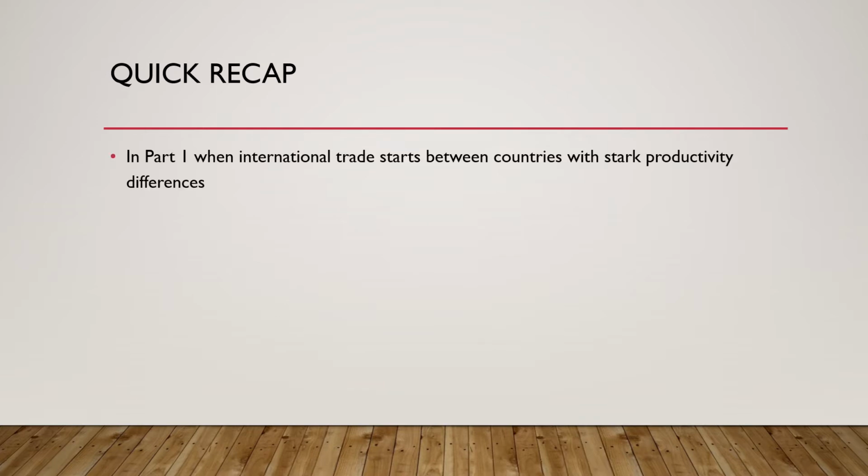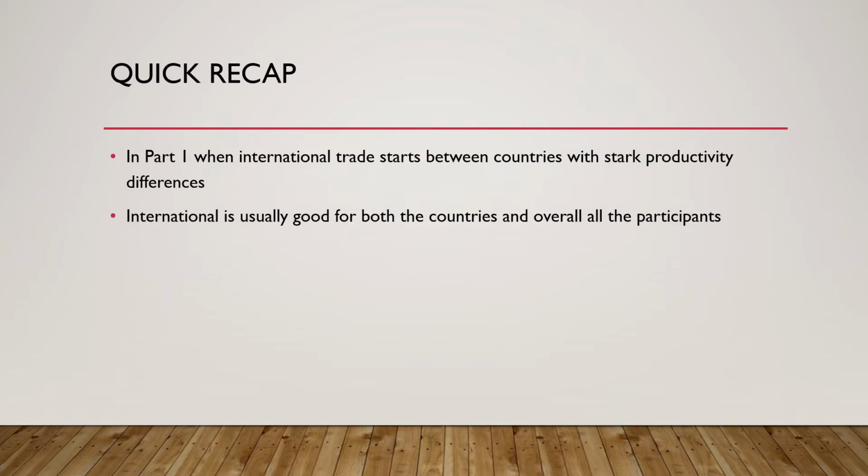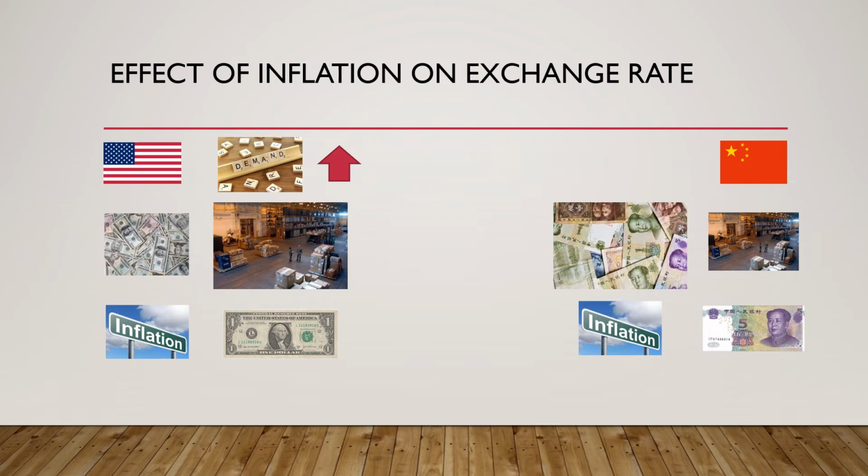So a quick recap. We saw that when international trade starts between countries with stark productivity differences, international trade is usually good for both the countries and overall for almost all the participants in the economy. Now as international trade progresses further, the exchange rate of the importing country, which is the US, should have started declining, and the exchange rate of the exporting country, that is China, would have started increasing.